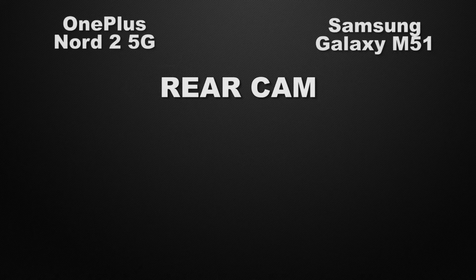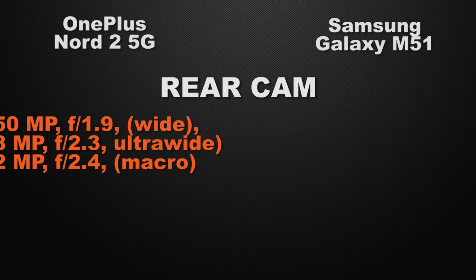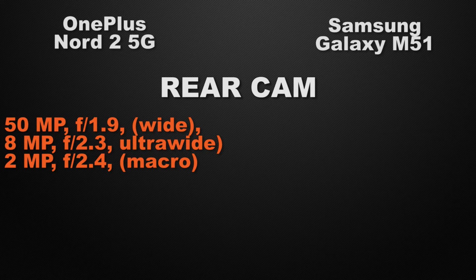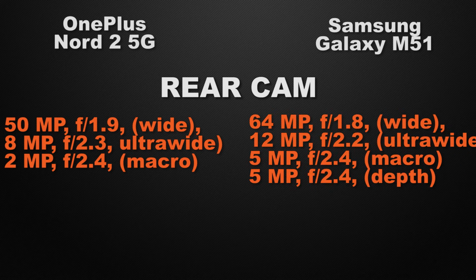Let the comparison start with the camera of the devices. Talking about the rear camera of the devices, Nord 2 has a triple camera setup, 50 megapixel wide camera, 8 megapixel ultra wide camera, and 2 megapixel macro camera, whereas M51 comes with a quad camera setup, 64 megapixel wide camera, 12 megapixel ultra wide camera, 5 megapixel macro camera, and 5 megapixel depth sensor. So the winner here is M51 because it has a quad camera setup, which has a 64 megapixel wide camera, which can take high resolution photos.